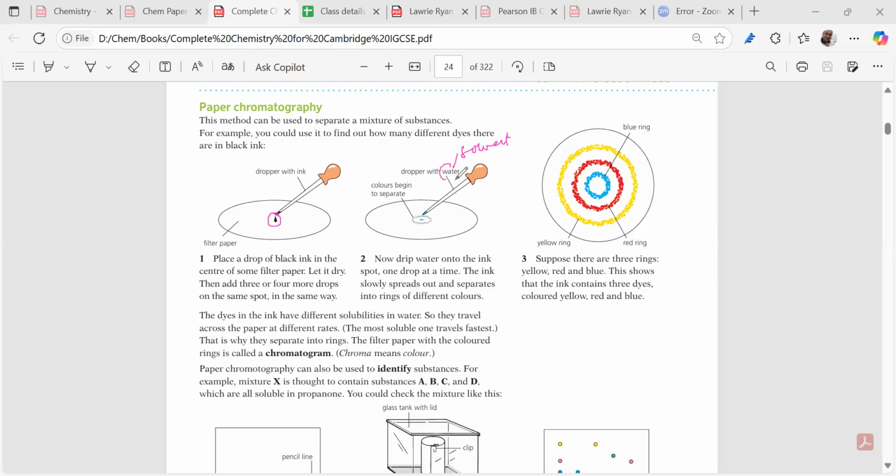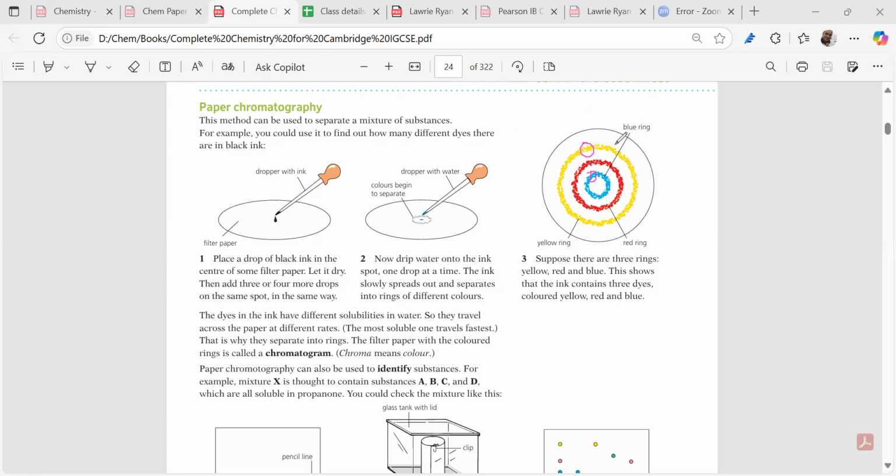Here we have taken water as a solvent. When we add water as a solvent, what happens? This solvent will be spreading like this. When it is spreading out, we see that the individual solutes are separating out. We see that the yellow dye traveled the farthest and the blue dye traveled the least.